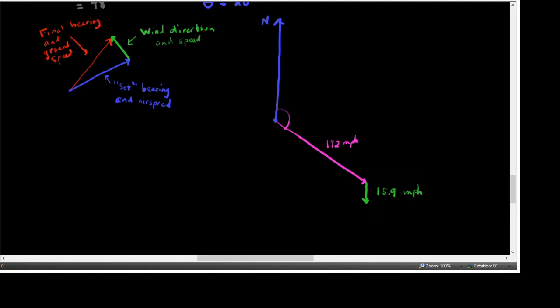Okay, then we're supposed to find the ground speed and the actual bearing of the plane. So we're looking for the resultant of those two forces being added together, which would be that vector. Okay, so let's call this vector v. That's our answer vector. And our question is, what is the magnitude of v and what is the bearing of v? Those are our two questions.